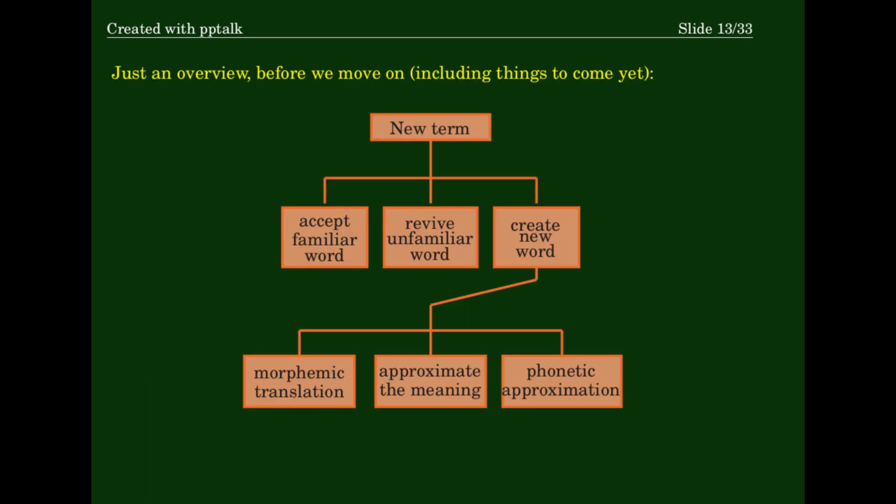So, at this point, let us summarize a little bit what we have said so far and also give some glimpses of what are the things going to come. We said that if you want to coin a new term, there are three methods: accept a familiar word, revive an unfamiliar word, or create a new word. Now, how do you create a new word? There is the possibility of making morphemic translation, which we have described, and then what we are going to describe are the two other possibilities. One is approximating the meaning, and number 3 is phonetic approximation.